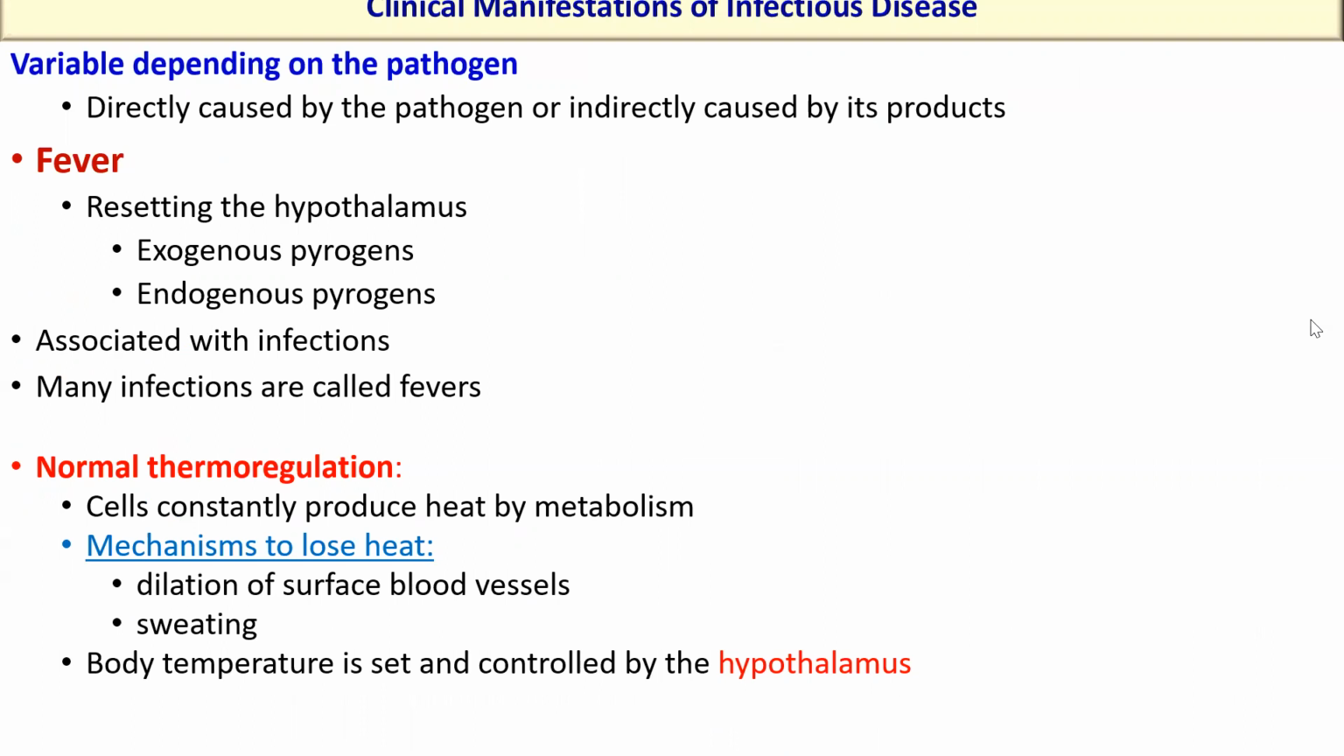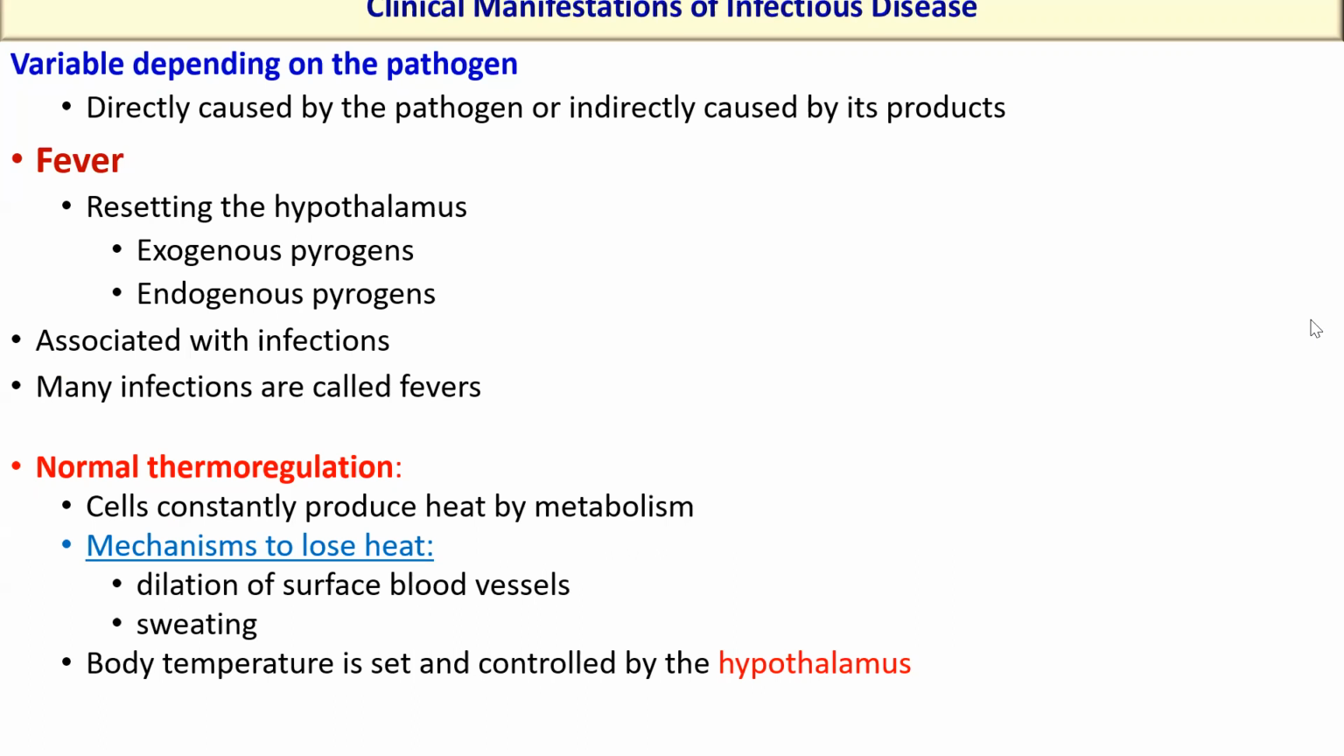Now, fever is the process of resetting the set point of the hypothalamus due to exogenous and endogenous pyrogens. Anytime you hear pyrogens, you will think of fever and hyperthermia, because these are the pyrogens responsible for causing the set point at the hypothalamus to rise, which results in hyperthermia and fevers to spike.